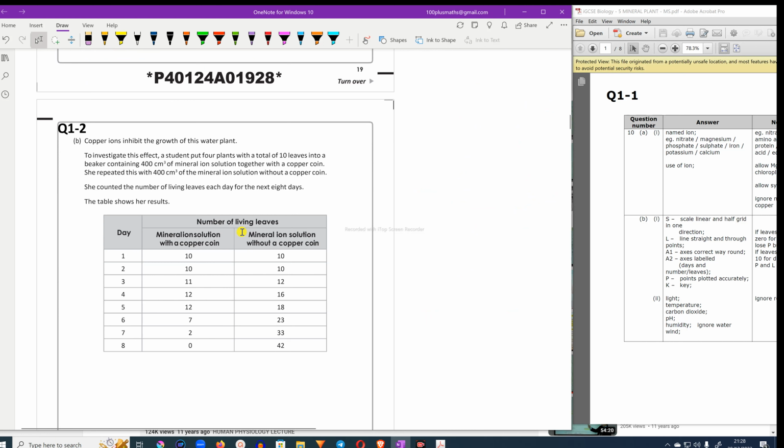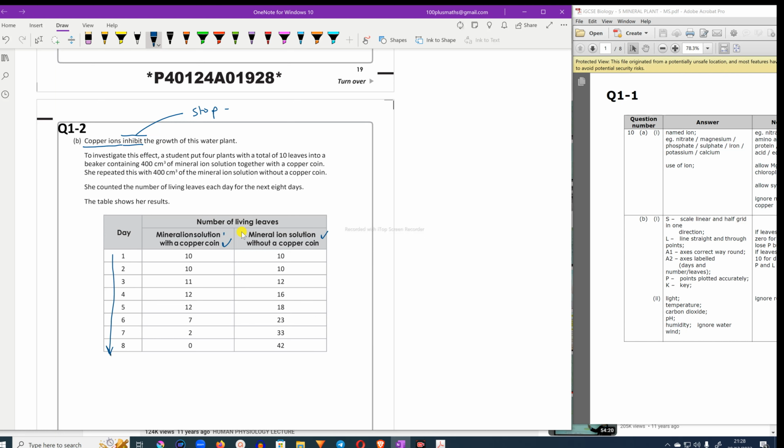Right, here we've got an experiment where copper ions inhibit. If you inhibit something, you stop it. So it stops the growth of this water plant. So here you've got a mineral ion solution. Whoa, look at that one big word. Right, with copper, and this is without copper, and we need to plot these.